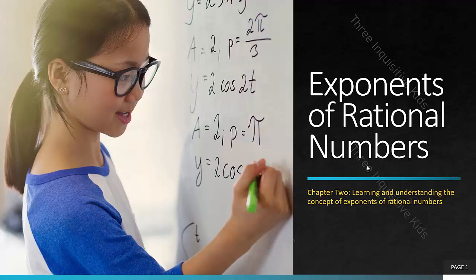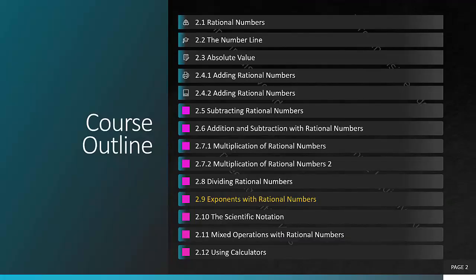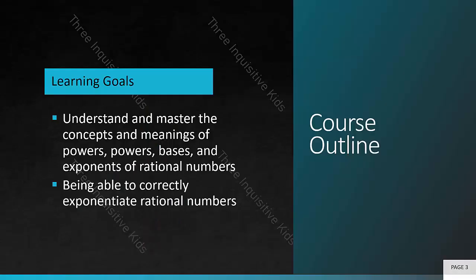In this video, we will be learning about exponents of rational numbers. Again, our course outline for this unit includes rational numbers, the number line, and the absolute value. And we learned about adding, subtracting, multiplication, and division of rational numbers. So now, what are exponents of rational numbers? Our learning goals for today are to understand and master the concepts and meanings of powers, bases, and exponents of rational numbers, and be able to use exponents in problems.